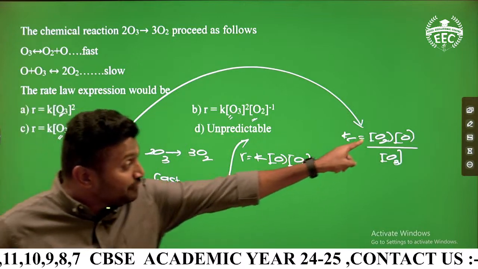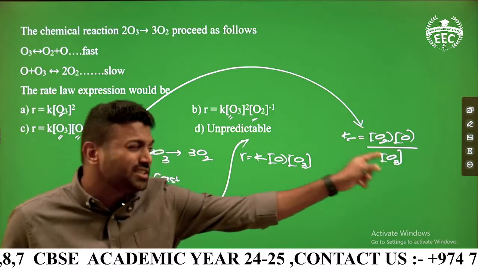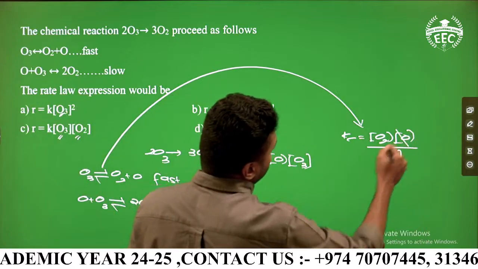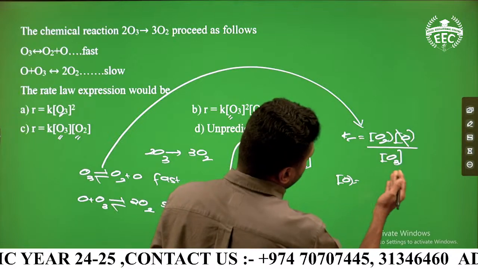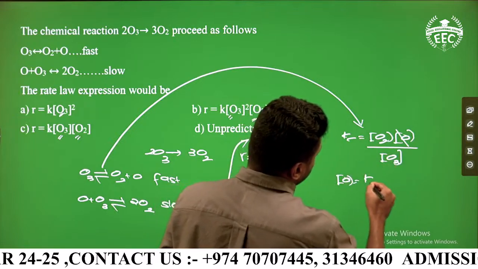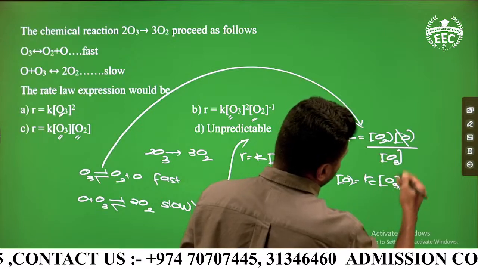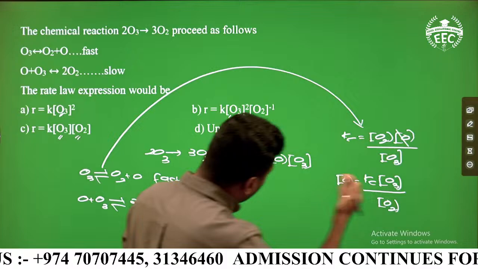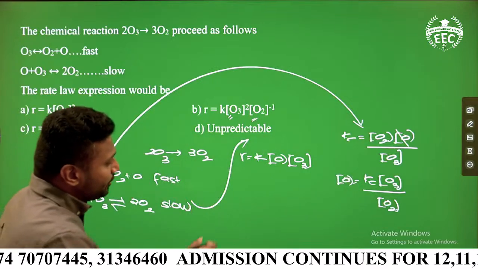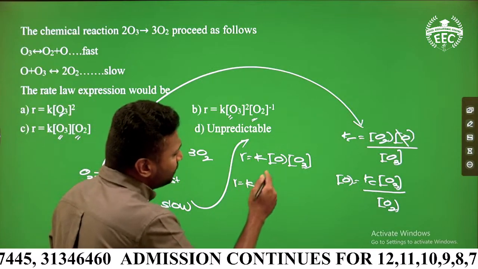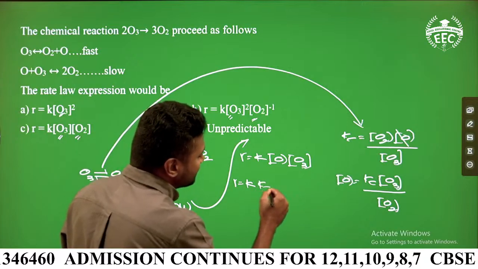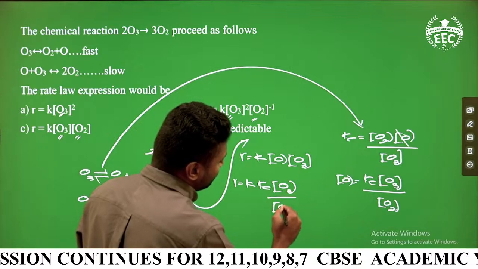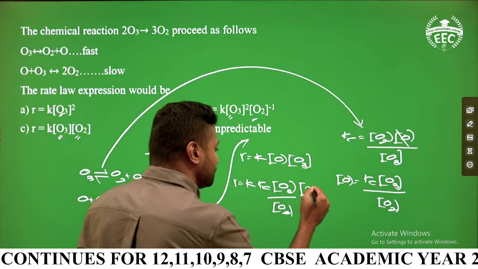From here, create a formula for the concentration of O and substitute over here. From here, the concentration of O is equal to, O3 will come to this side, Kc into the concentration of O3, and O2 will come down, so divided by O2. Put that value over here. So we'll get R is equal to K into the concentration of O3, same as Kc into the concentration of O3, divided by the concentration of O2 into the concentration of O3.